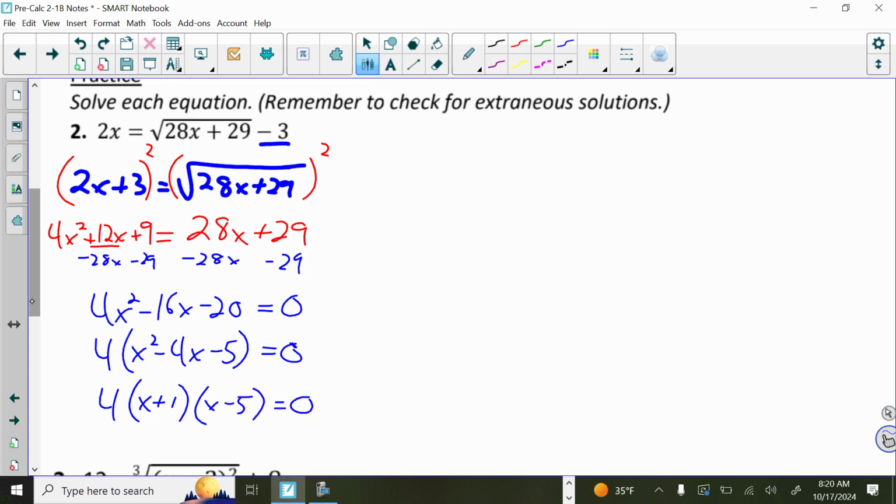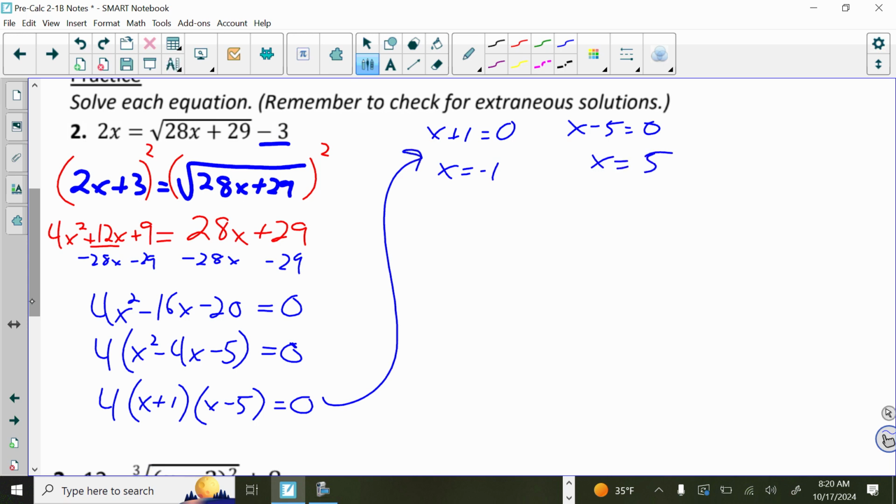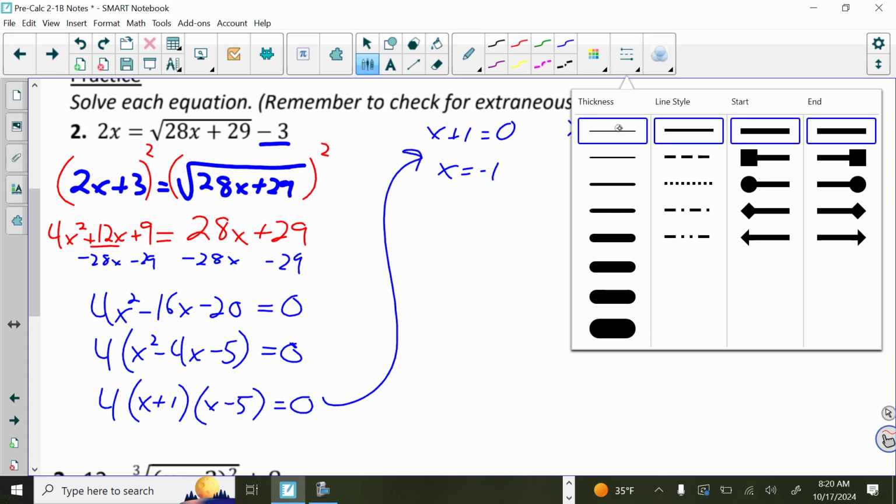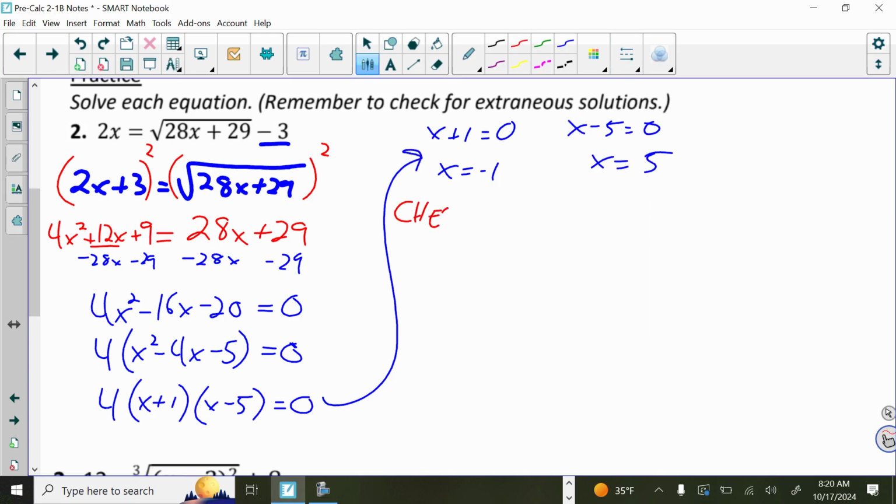So now I know my solutions. If I just make an arrow up here, if I go x plus 1 equals 0 and x minus 5 equals 0, if I solve this, of course, then I'm going to get x equals -1 and x equals positive 5. So this is where I have to check for my extraneous solutions. So I'm going to check here and plug these into the original equation.